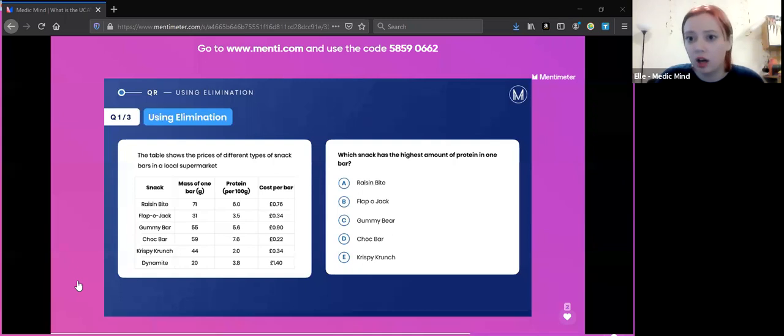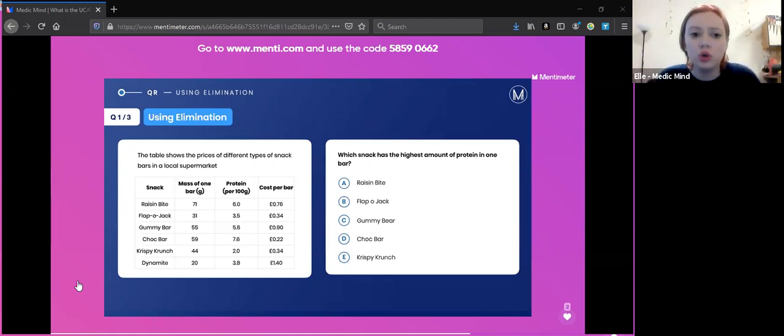So in order to know how to answer this question, there's a few components everyone's going to need to look at. You're going to need to look at the protein per 100 grams, and you're going to need to look at the mass of one bar. Because if you had a very small bar with not very much protein, overall that's going to be less protein. But if you had, say, a large bar with very little protein, that's still going to add up to more protein. So you need to look at both.